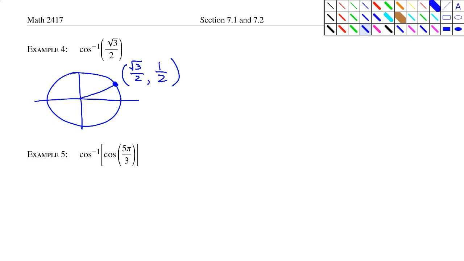But also, this is the point that is in the restricted interval from 0 to pi. And so this is the one that we choose. Let me show you the one that we did not choose. We did not choose this one down here, even though it still has the same x value. It has a different y coordinate, and it's not the one that we use. And then the question is, what is this angle? That angle is pi over 6.